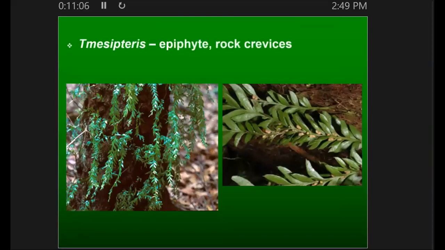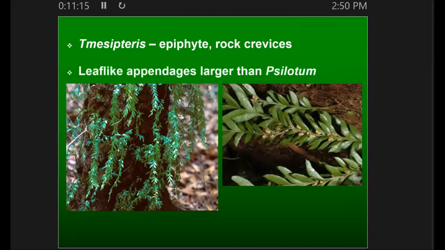And then Tmesipteris loves to be epiphytic on tree trunks and tree branches. This one doesn't look so branch-like. It has a little bit more leaf-like look to it, but those aren't true leaves. Okay, they're not true leaves.